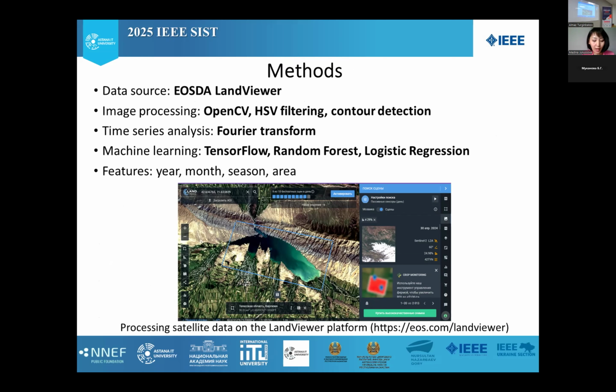These models analyze historical data on the surface area of a reservoir along with meteorological conditions, allowing us to predict possible change in the size and state. The use of deep learning methods, particularly neural networks, helps reveal complex relationships between various factors affecting the state of water bodies.